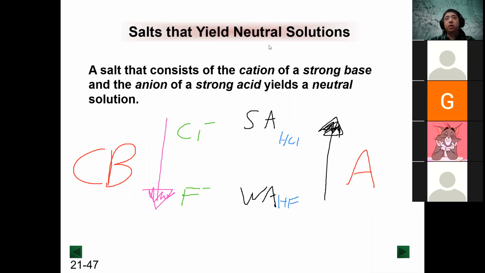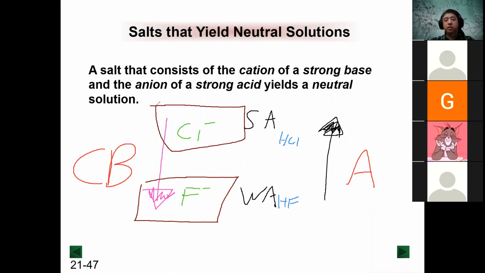And the way we can compare this is to say that F minus is a stronger conjugate base compared to this, a lot stronger, because HCl is a lot stronger compared to HF. Does that make sense?